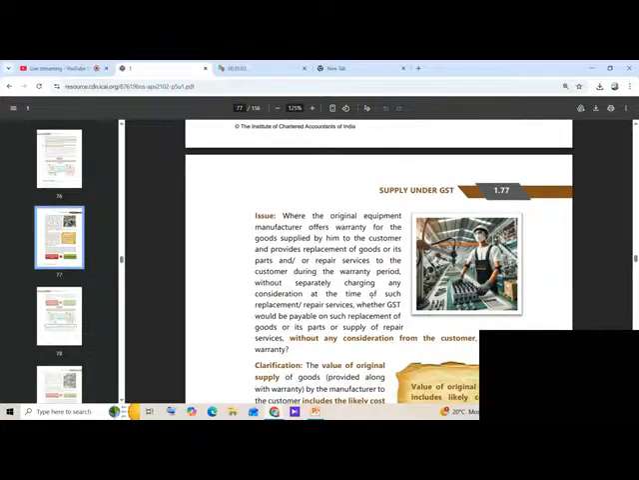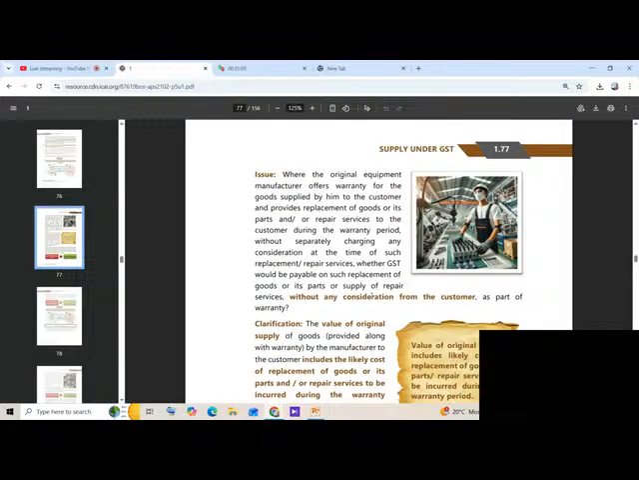Issue: where the OEM offers warranty for the goods supplied by him to the customer and provides replacement of goods or its parts or repair services to the customer during the warranty period without separately charging any consideration at the time of such replacement or repair services, whether GST would be payable on such replacement of goods or its parts or supply of repair services without any consideration from the customer as part of warranty.